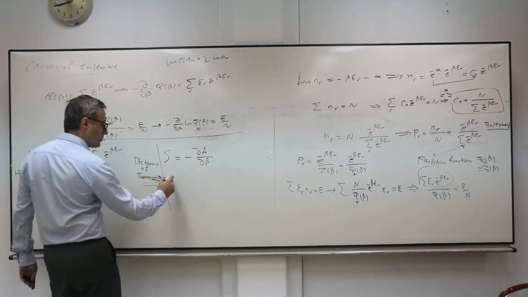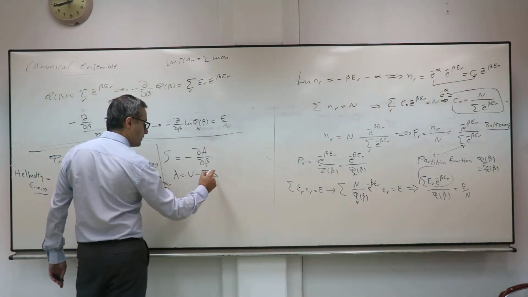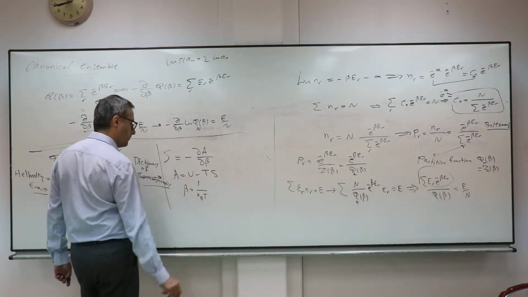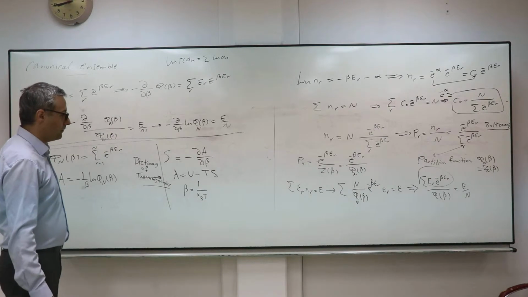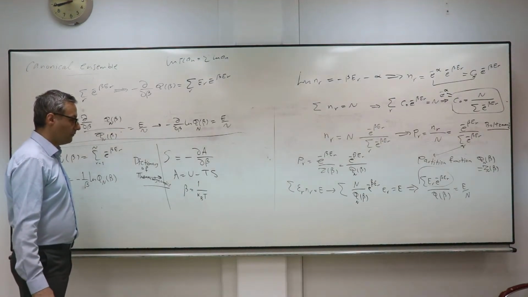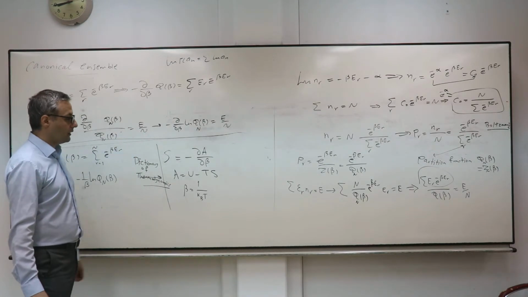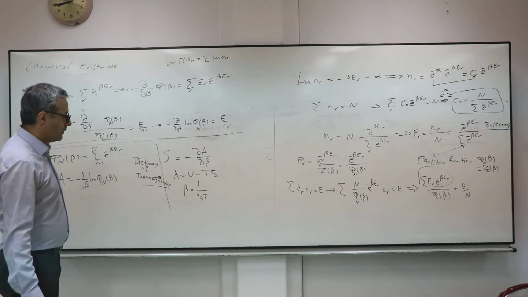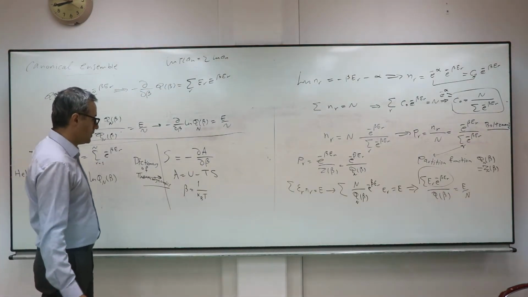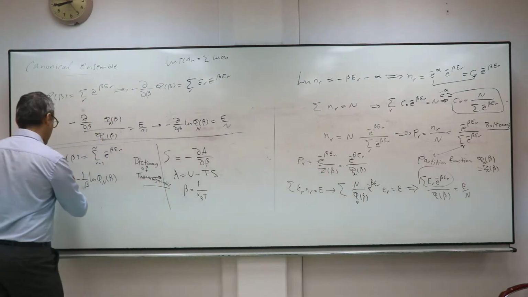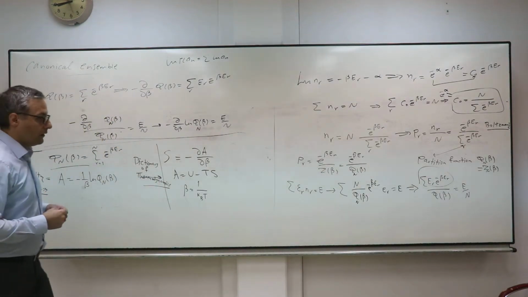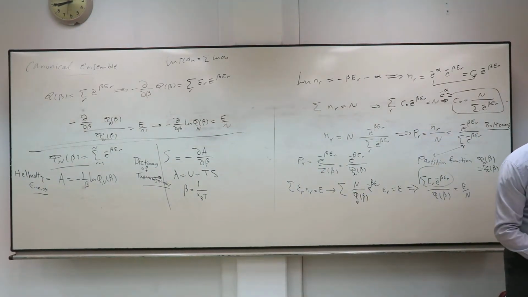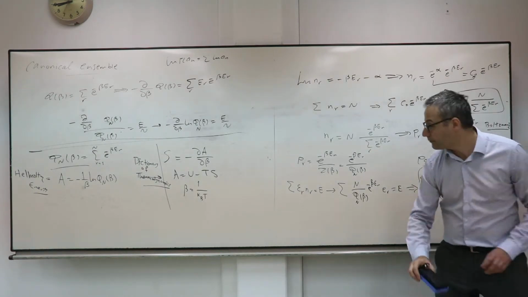Still, I can also find, for example, A is U minus TS, like that. And beta is 1 over kBT. And U is the total energy of the system, actually. So A is the key here. How to find the Qn? So now the problem is how to find the Qn.